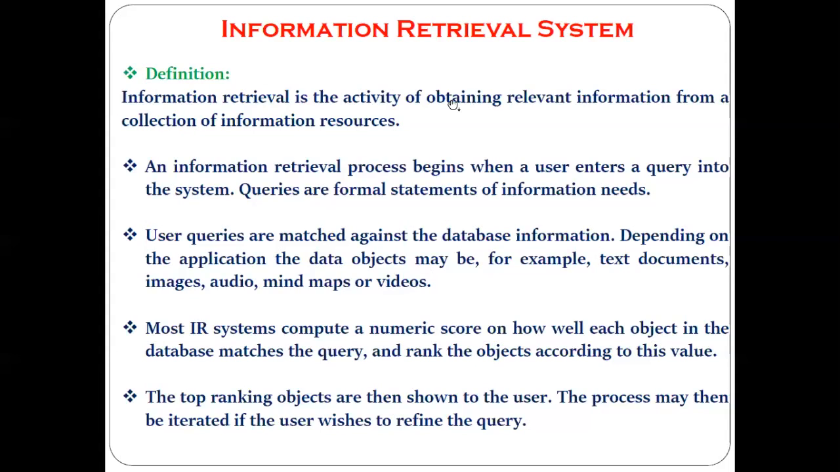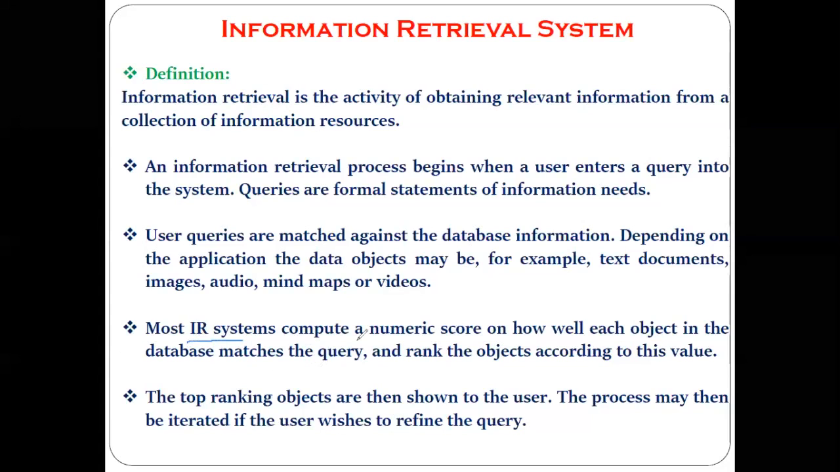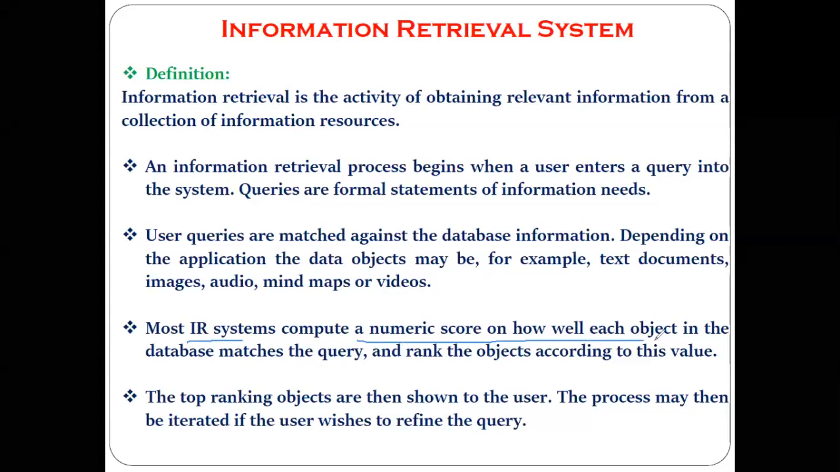So that is the next point. Whatever query you type there, based on your query the things get matched, and according to that, most information retrieval systems compute a numeric score on how well each object in the database matches the query. According to that, the ranking of the documents or objects carries a certain value. That value is called a hit ratio. The top ranking objects or documents are shown to the user.